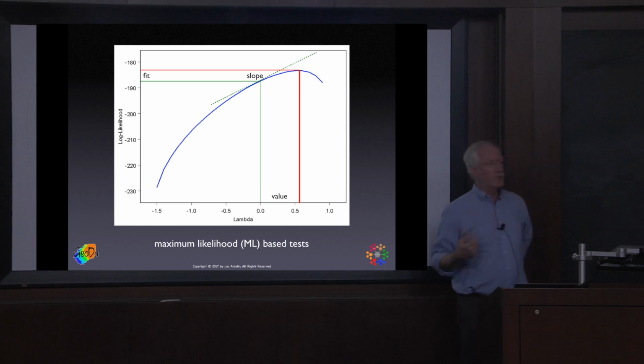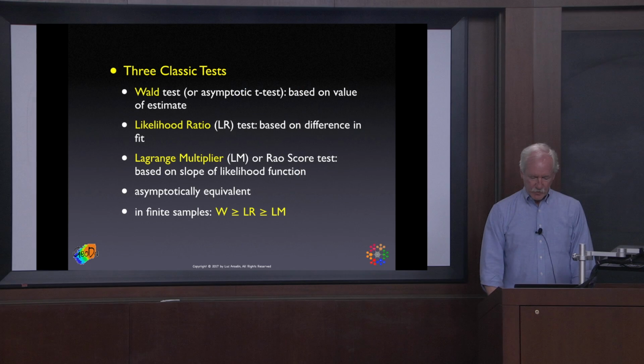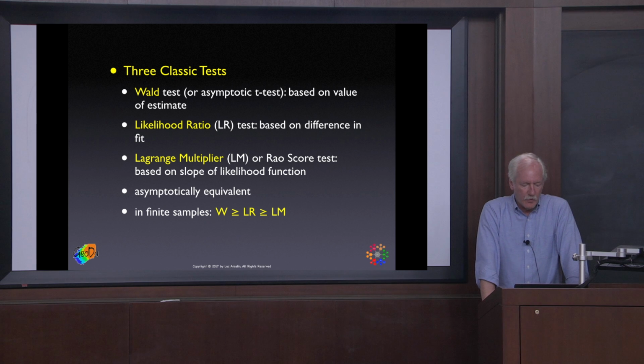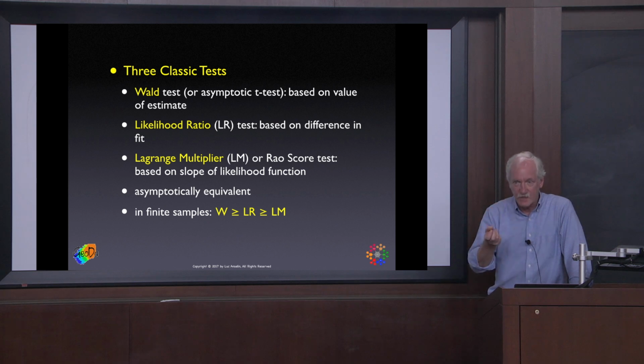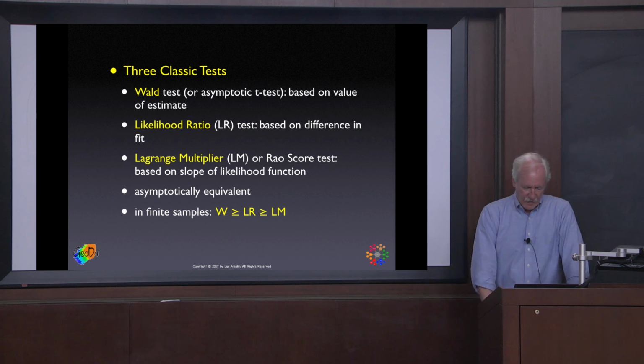And these three principles are kind of the classic three testing principles, and we'll see how they apply in the spatial case. So the first one, the t-test, which you know as a t-test, is called the Wald test, and that uses the value of the estimate, right? The likelihood ratio test is, as I said, likelihood is not really fit, but it's a measure of the objective function, but it's kind of a proxy for fit. And then Lagrange multiplier is the slope. The great thing is that these are in the limit all the same.